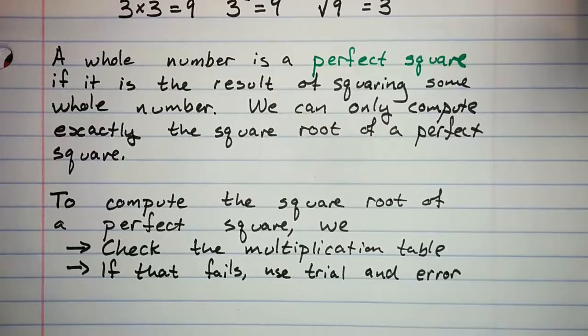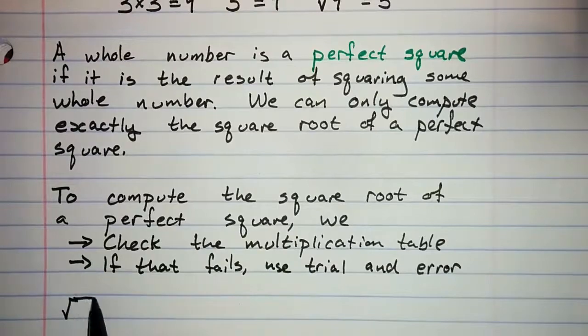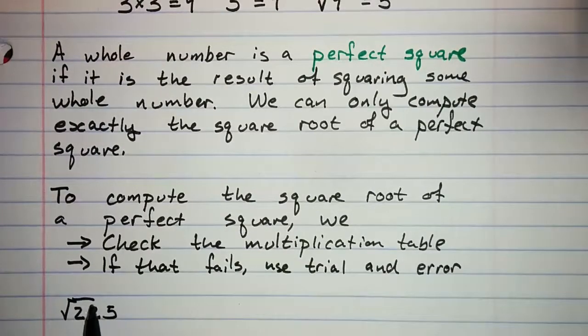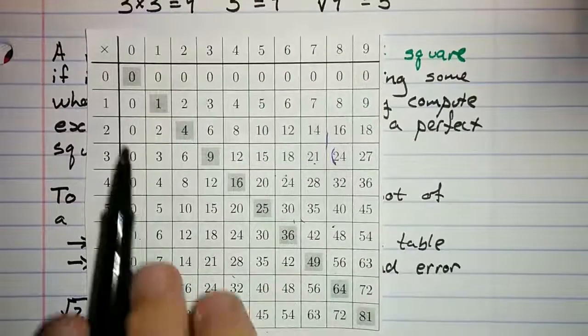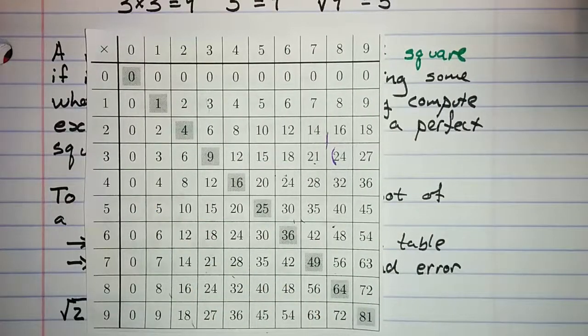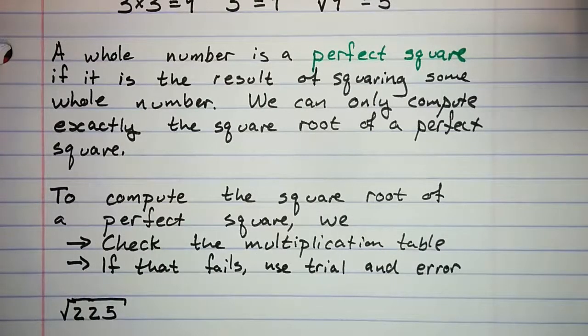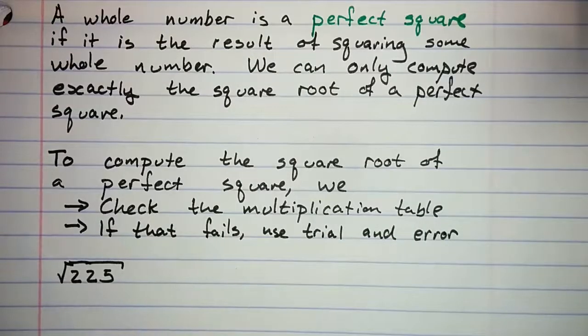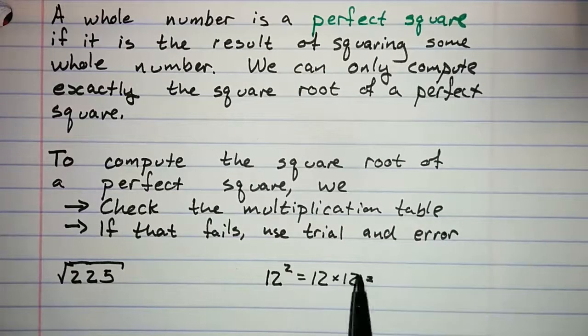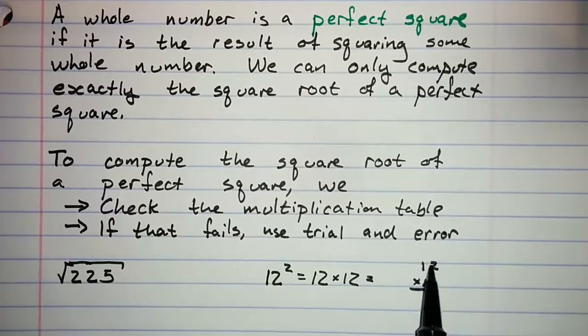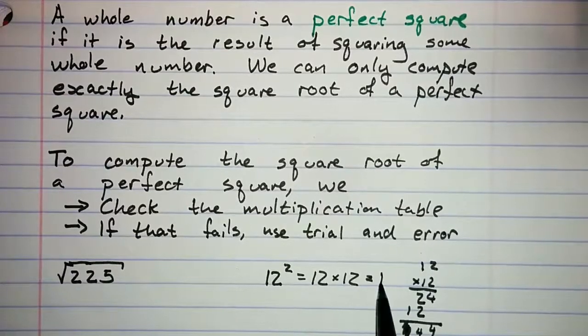If our number is not small enough to turn up in the multiplication table, we use trial and error to find its square root. For example, if we want to take the square root of 225, first we notice that 225 is too large to turn up in the multiplication table. And then we just try some numbers. We might say, well, what's 12 squared? 12 squared is 12 times 12. 2 times 2 is 4. 2 times 1 is 2. 1 times 2 is 2. 1 times 1 is 1. 12 squared is 144. Too small.